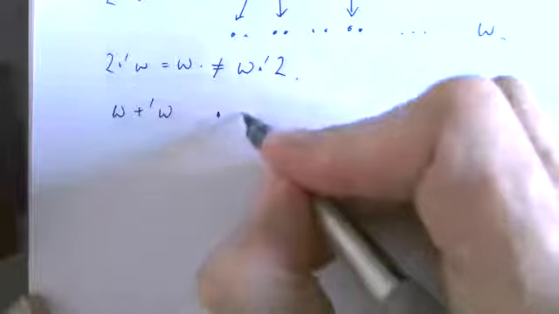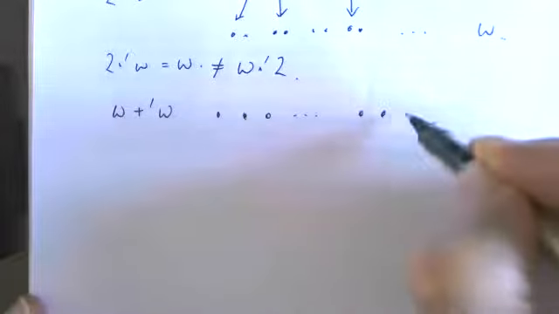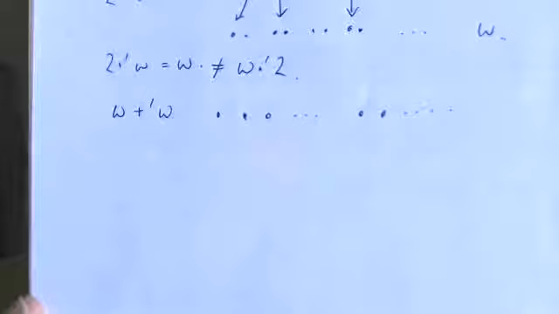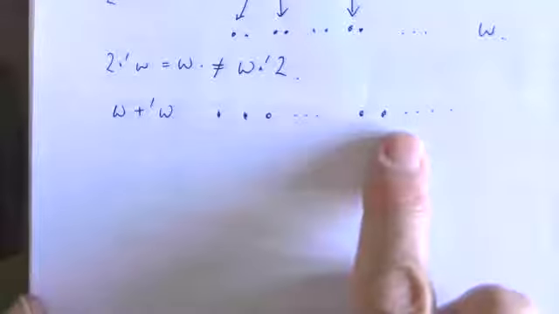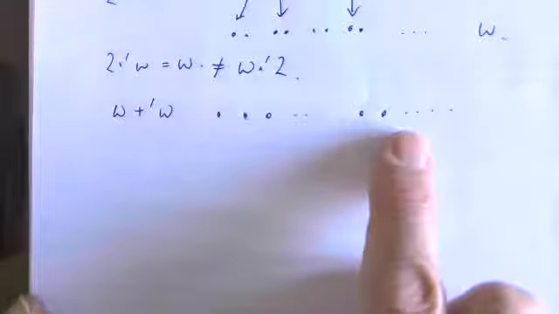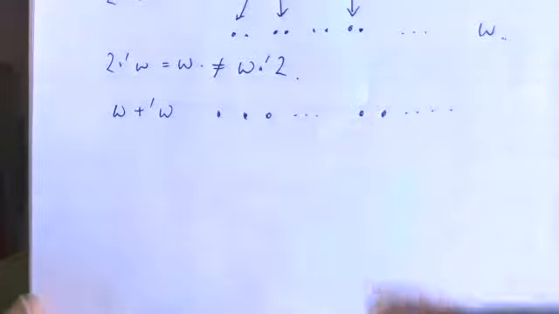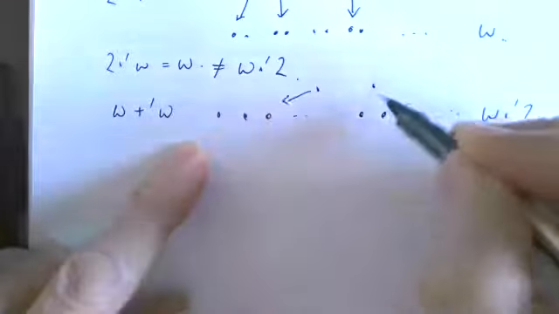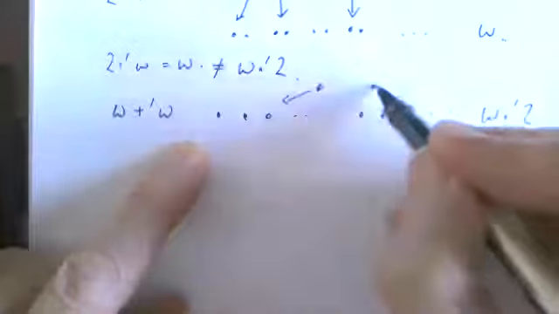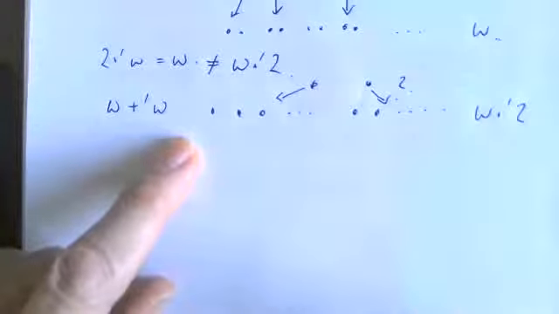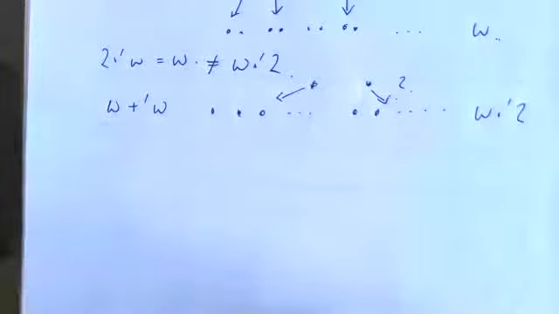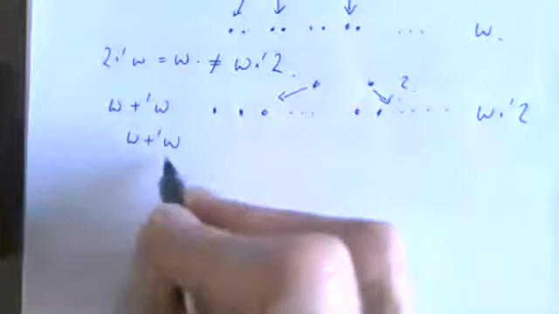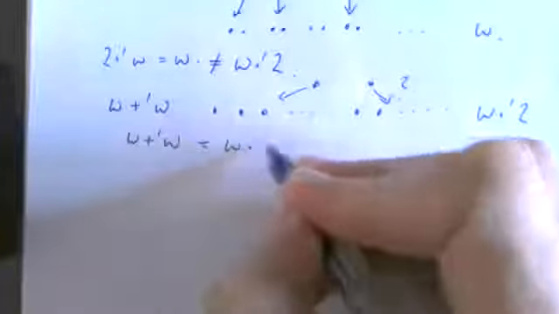Well, here's omega plus omega. But actually, this is just the same as 2 times omega. Well, rather, omega times 2. It's a copy of 2 with each point replaced with a copy of omega. So what we're going to have is, just as for addition, 2 lots of omega is going to be the same as omega times 2.